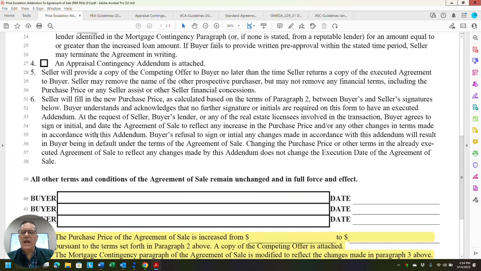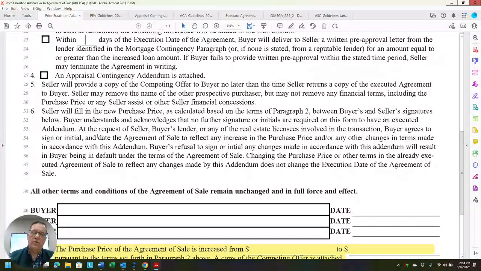It's important to understand that once the seller listing agent has developed the escalations and has awarded a contract based on the escalations, paragraph 5 requires the selling agent, the listing agent, to provide the competing offer to the buyer no later than the time that the seller returns a copy of the executed agreement to the buyer. They can remove the name of the buyer of that second offer, but they can't change anything else.